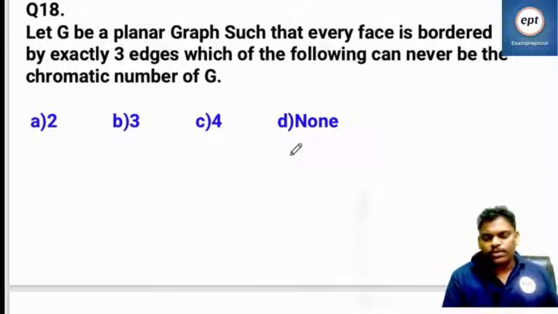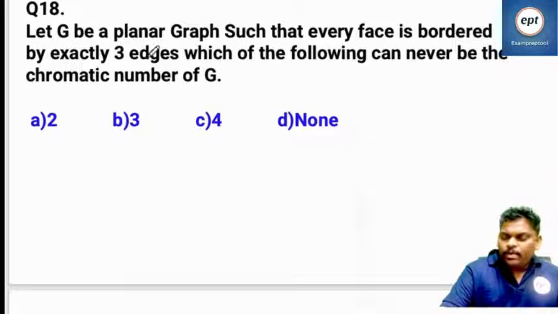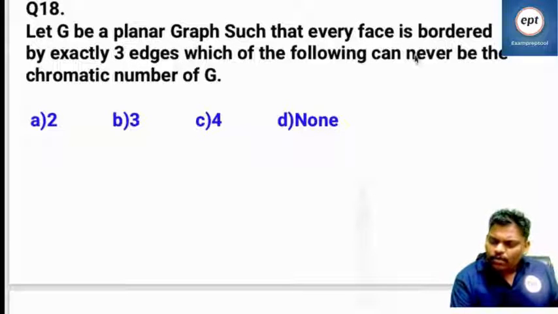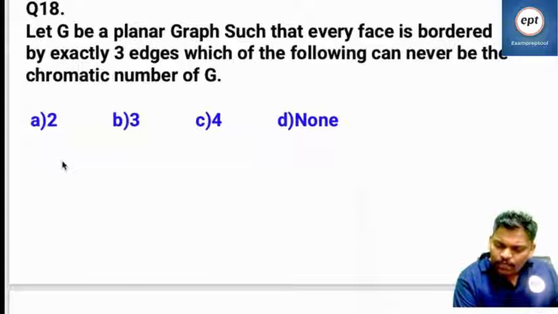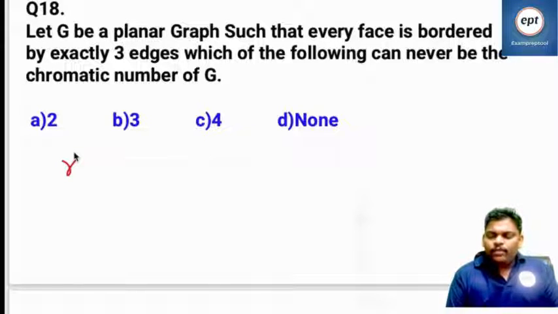Tomorrow once again we will see. Let G be a planar graph such that every face is bordered by exactly 3 edges. Degree of every region, how much?